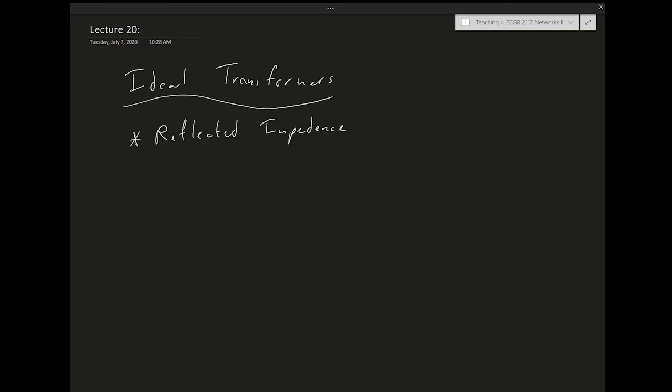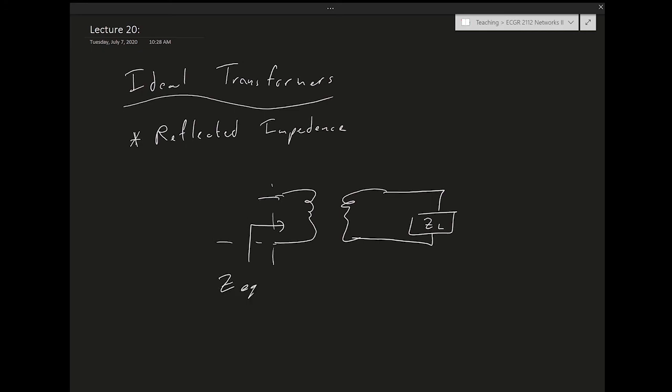So let's continue the discussion of ideal transformers, and we want to talk about the concept of reflected impedance. So the idea is very simple. The idea is to try to figure out if I have some impedance behind the transformer, how would this impedance look on the primary side of the transformer? What would be the Z equivalent on the primary side of this transformer?